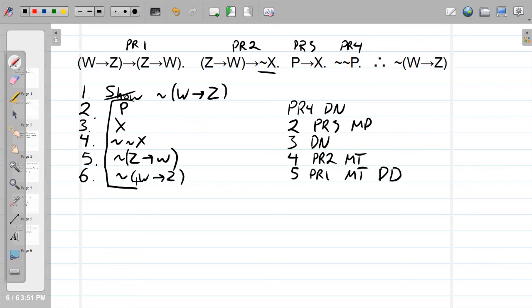No. So yeah, I'll explain repetition. Repetition is not going to be relevant until we do subderivations, which are derivations within derivations. So those are different rules.